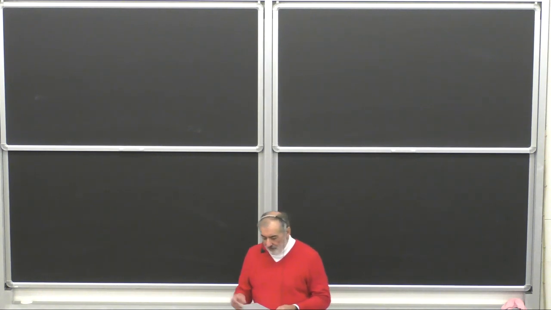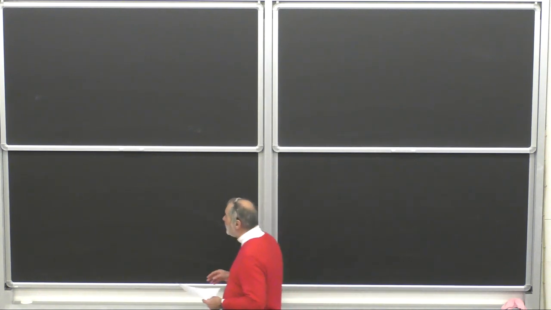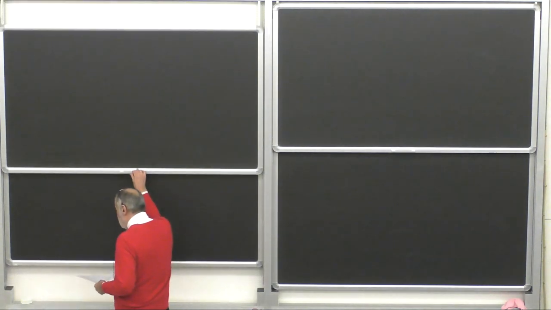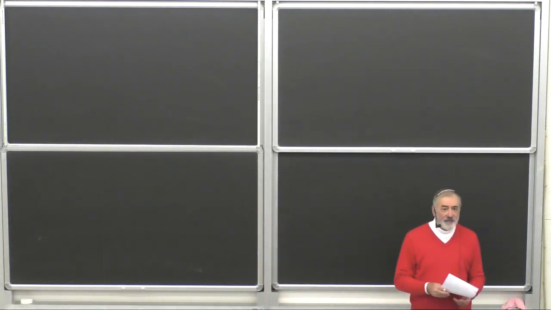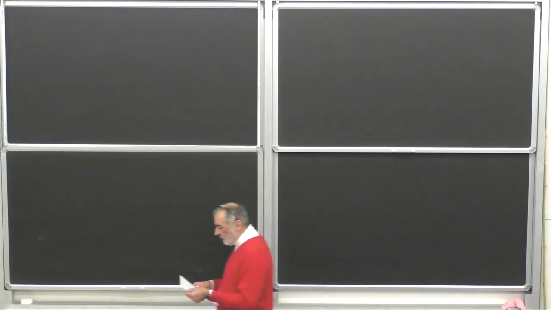Okay, good morning, everyone. We were discussing gravitational production of spin 3/2 particles, Rarita-Schwinger fields. And of course, the starting point is the equation of motion in curved spacetime.